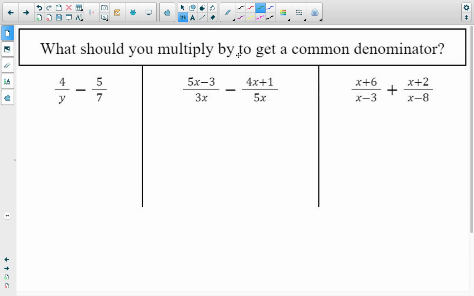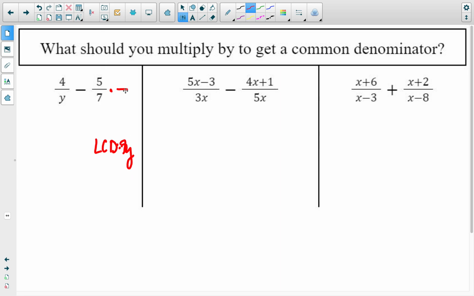Okay, so consider here, what should we multiply by to get common denominators? 4 over y minus 5 over 7. Right now, we cannot subtract these as is. We need a common denominator. What will that common denominator be? Well, look at the denominators of each: y, 7. Okay, 7y is going to be our common denominator.